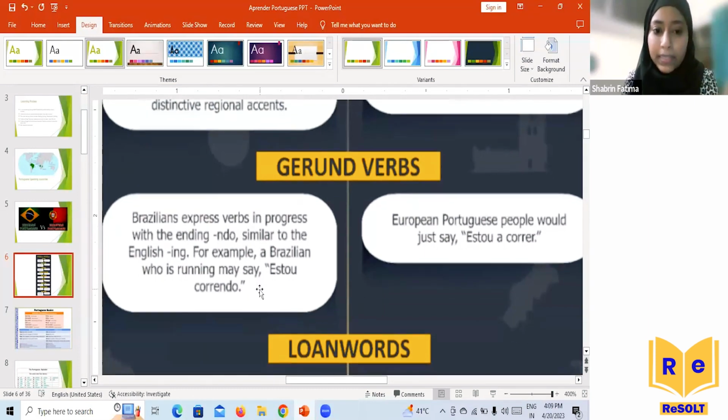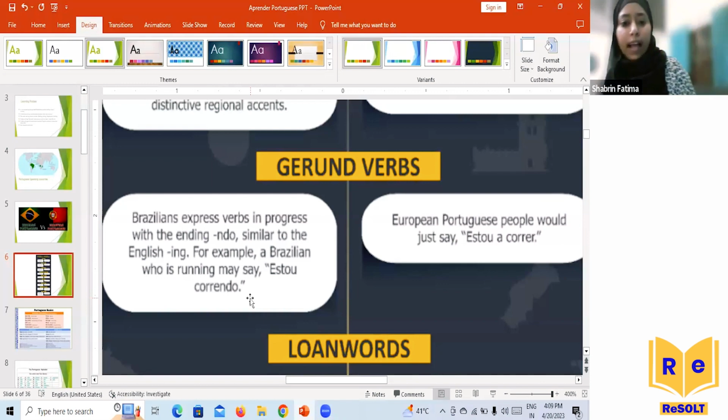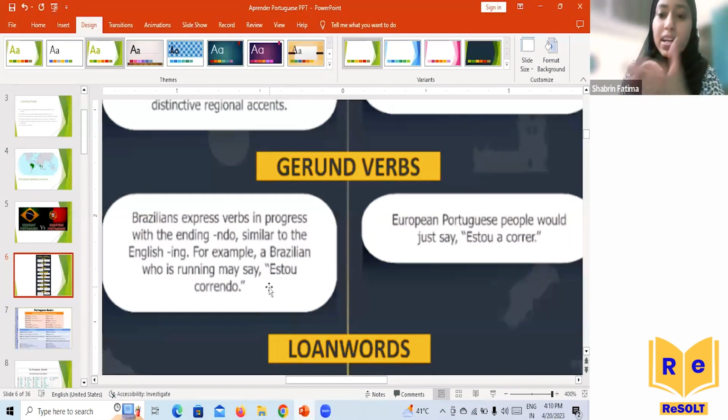In Brazilian Portuguese, they also have a similar thing. They use correndo, ending with NDO, for progressive tenses. So as in English we have ing, and in Brazilian Portuguese we have NDO. Correr means to run. If someone wants to say who is running, they may say estou correndo. Correr is the verb and we are just adding NDO at the end.